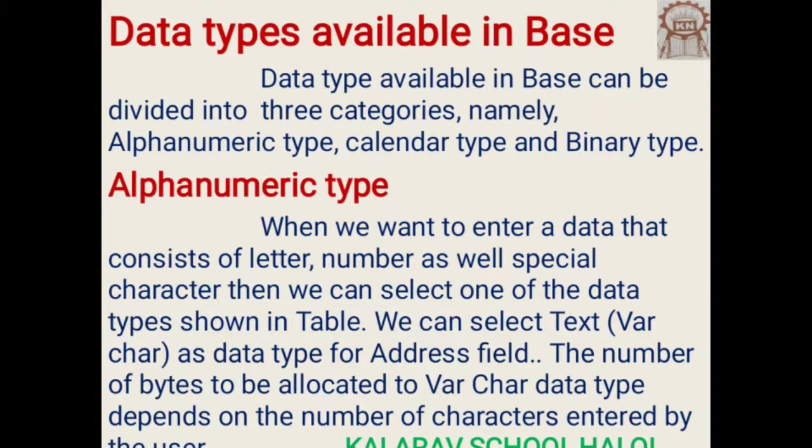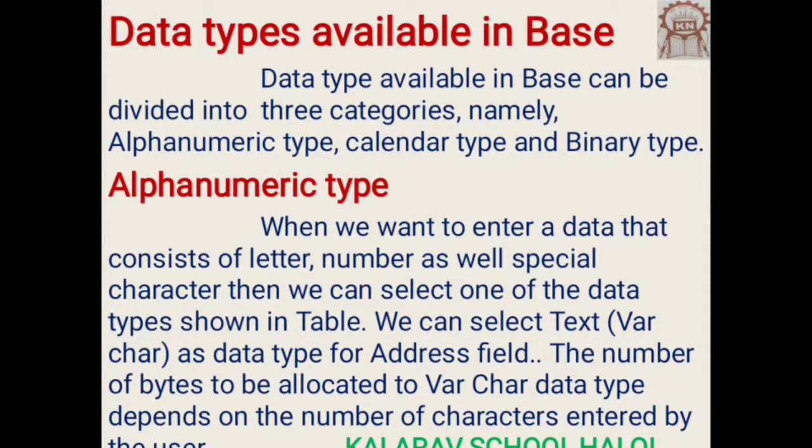Data types available in Base. Data types available in Base can be divided into three categories, namely alphanumeric type, calendar type and binary type. There are three types of data types available in Base, that is alphanumeric, calendar and binary.